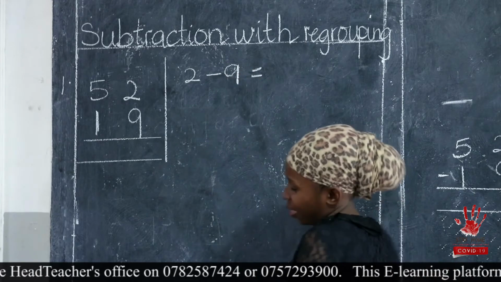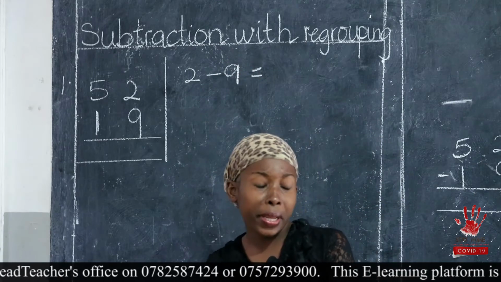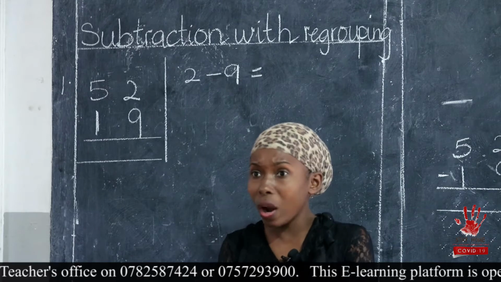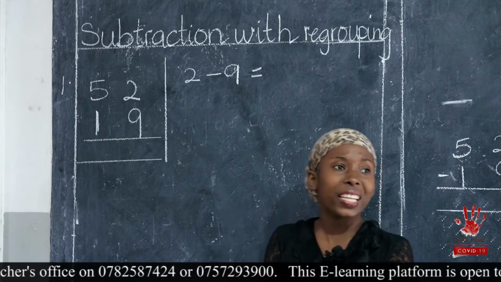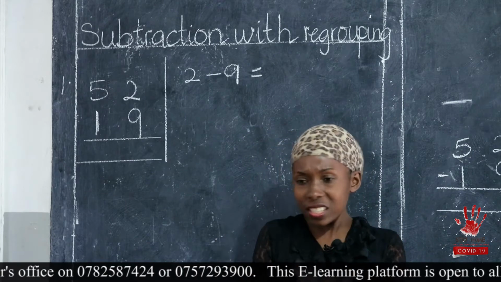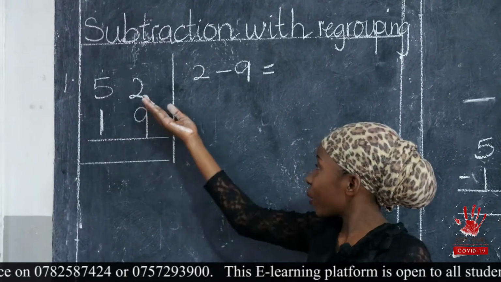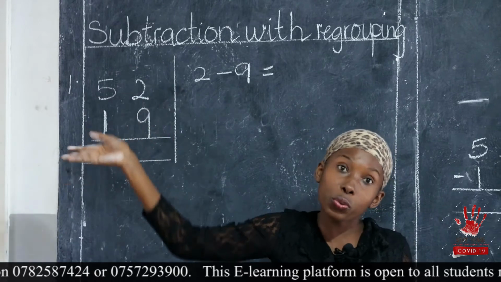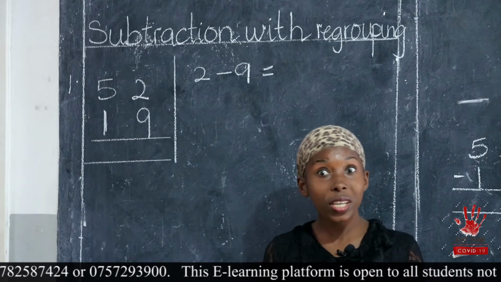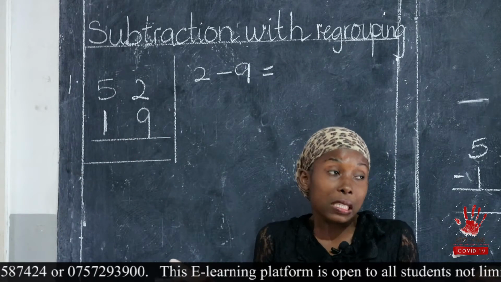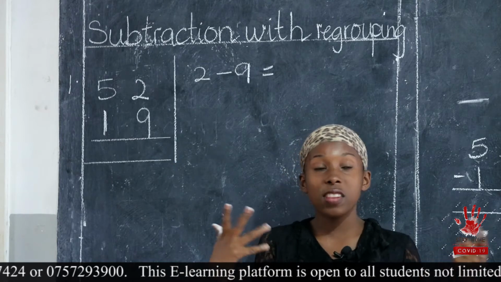2, take away 9. So to take away 9, teacher, it is impossible. How can I take away 9 from 2? This is impossible. It can't happen. No way. Yes, I know. We cannot take away 9 from 2. But hey, what do we do? Do we just look on? Do we just say, it is impossible, so let me just leave that number?